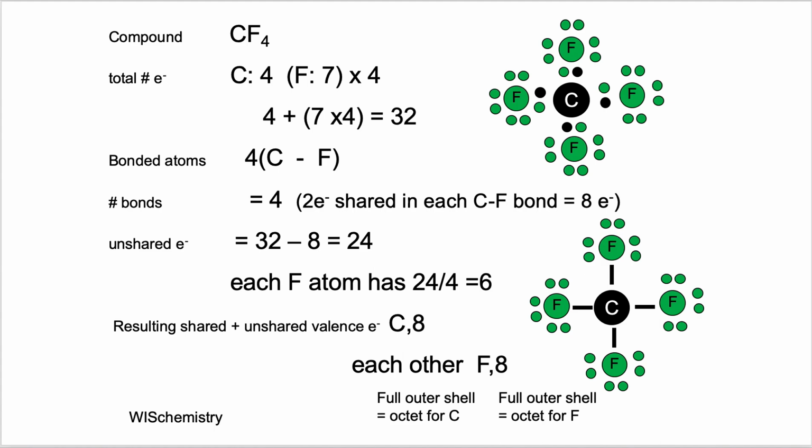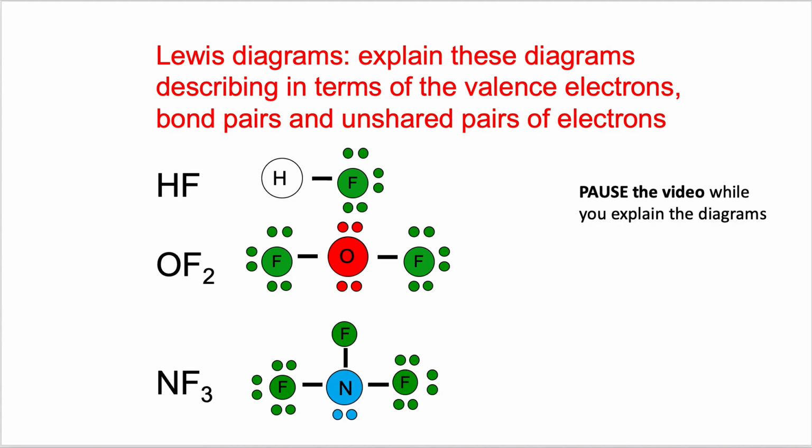And here's CF4. Pause to read through that. Again, the valence electrons and the bonds, so how many are left to be unshared pairs. And again, pause the video, because I want you to explain these diagrams using the terms valence electrons, bond pairs, unshared pairs of electrons.